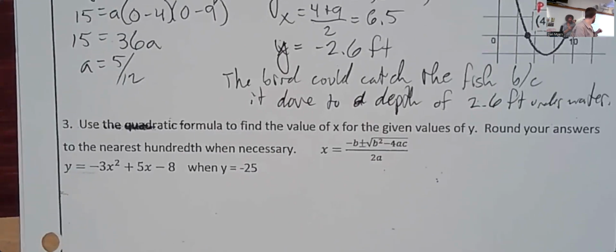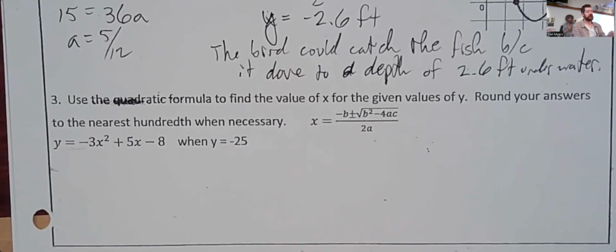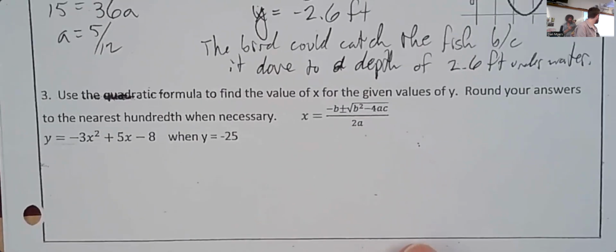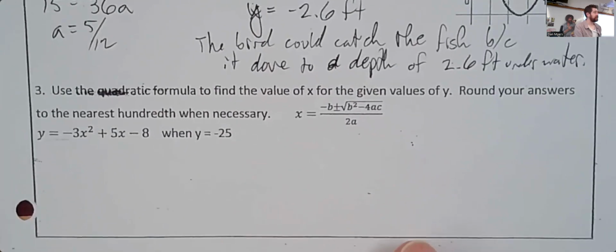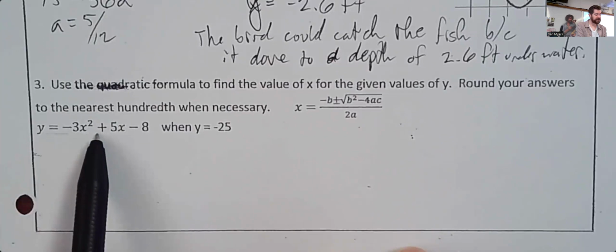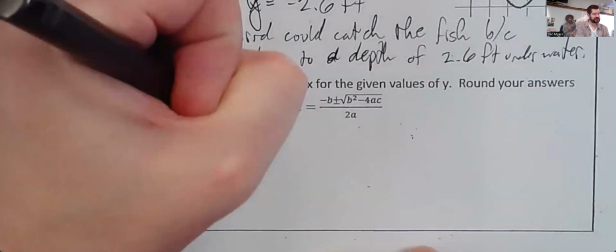this last one, something that we did, I think last week actually, using the quadratic formula. And we're actually going to go with a y value of 0 instead of 25 or negative 25. So it says use the quadratic formula to find the value of x for the given values of y. Round your answers to the nearest hundredth when necessary, so 2 decimal places. We have our equation here, negative 3x squared plus 5x minus 8 when y equals negative 25. Cross off negative 25, put in 0 instead.